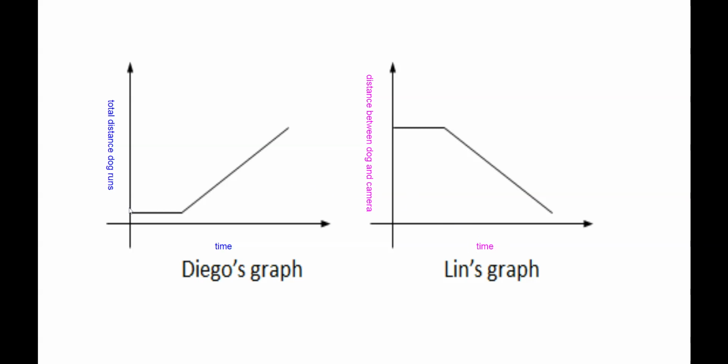In Diego's graph, the dog stays in the same place for a little while and then begins running. The same thing happens in Lynn's graph. The dog stays in the same place for a little while and then begins running, but running towards the camera. Both graphs are correct in representing what is happening in the photos, but it depends on the explanation or the context to explain what is happening.